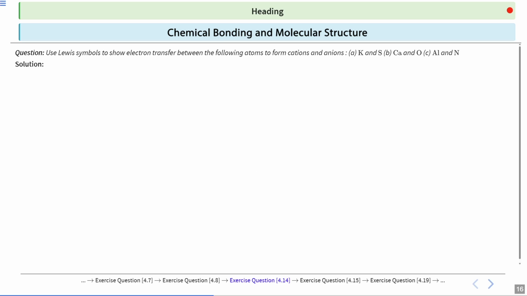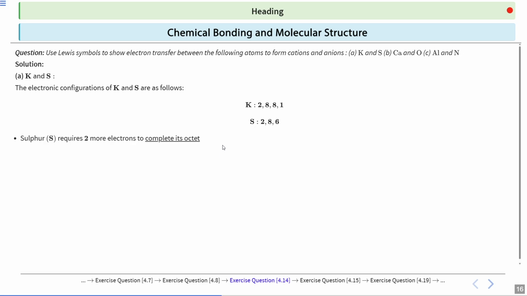So first we will talk about potassium and sulfur. We know that if I take the case of potassium and sulfur, then their electronic configurations can be written as 2,8,8,1 for potassium and 2,8,6 for sulfur. So sulfur requires 2 electrons to complete its octet to make it 2,8,8, and your potassium needs to remove 1 electron to make it octet, 2,8,8.